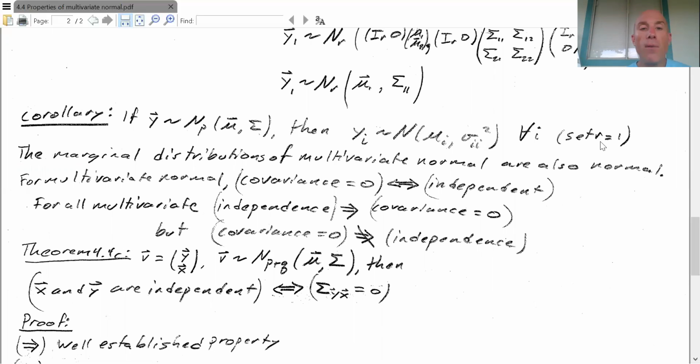Okay, well, for multivariate normal, now here's something that is true. For multivariate normal, covariance equals 0 if and only if the two variables are independent. This is a big deal. Remember that covariance equals 0 does not imply independence in almost all situations. This is a special situation. If I'm dealing with normal and covariance equals 0, then I have independence. This is a big whoop-de-doo.